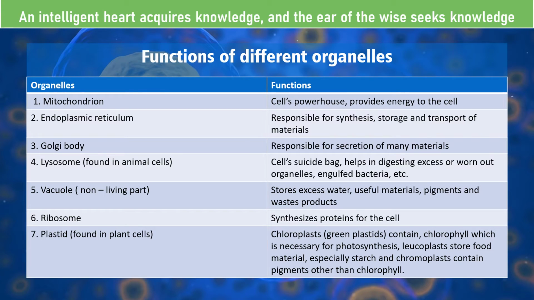Now the functions of different organelles, what their functions are. So we already know that there are 7 organelles: mitochondria, endoplasmic reticulum, Golgi body, lysosome, and then vacuole, then ribosome, and plastid. Now first, mitochondria. What's its function? It is the powerhouse that generates energy, or it provides energy to the cell.